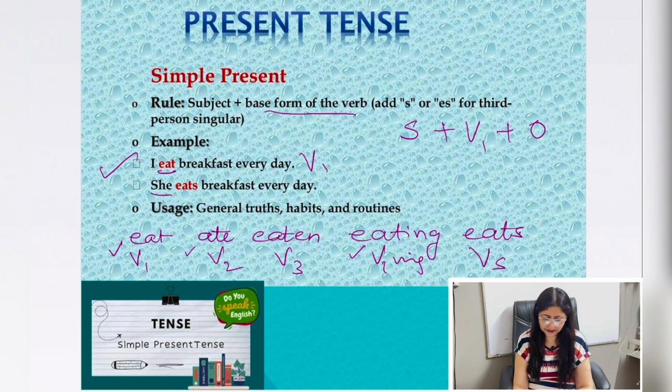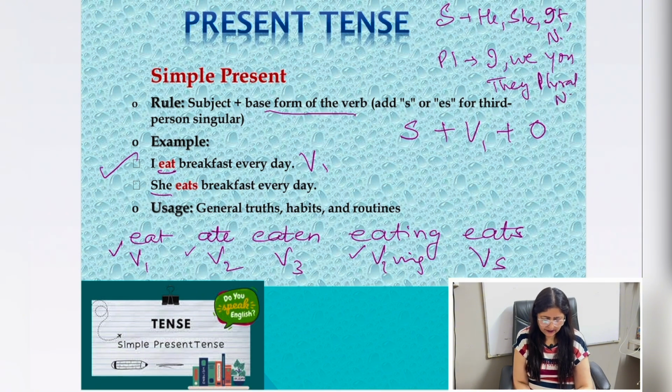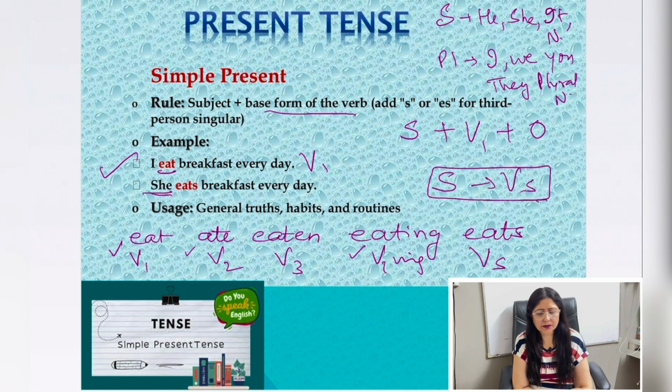Let me also make this clear to you. The singular subjects would be he, she, it and the name of a person. And the plural ones would be I, we, you, they and plural nouns. I has a heterogeneous role: somewhere it is used as a singular subject, somewhere as a plural. So when a singular subject or singular noun comes, we have to make use of Vs, that is eats. She eats breakfast every day.